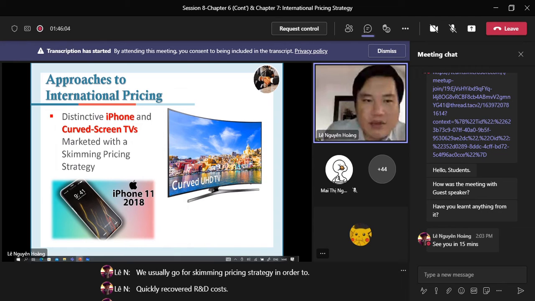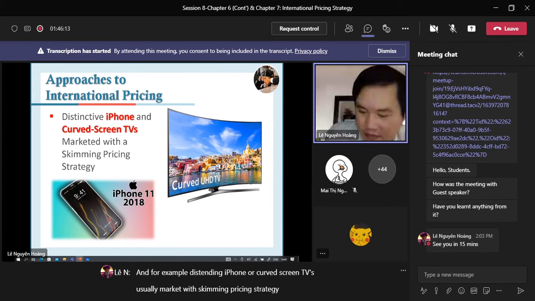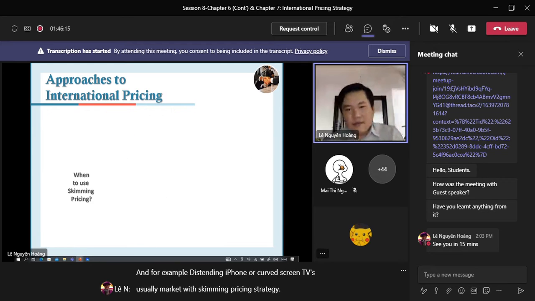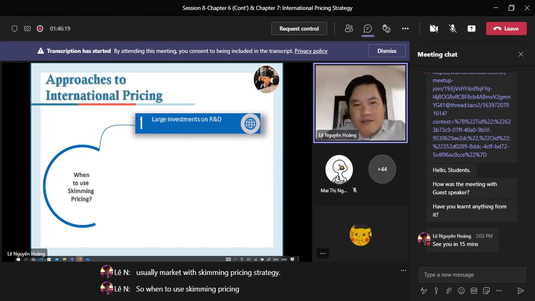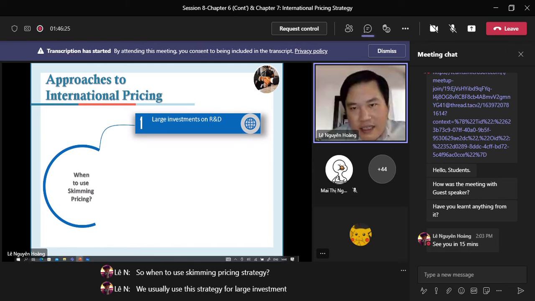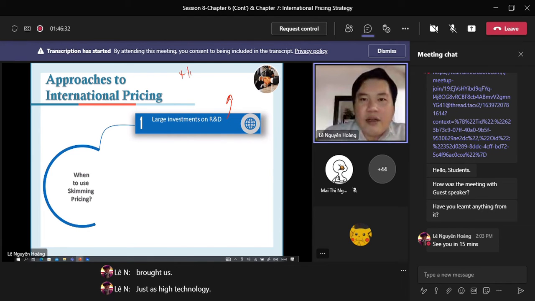For example, the standing iPhone or curved screen TVs usually are marketed with a skimming pricing strategy. So when to use the skimming pricing strategy? We usually use this strategy for large investment or R&D products, such as high technology, high-tech products.